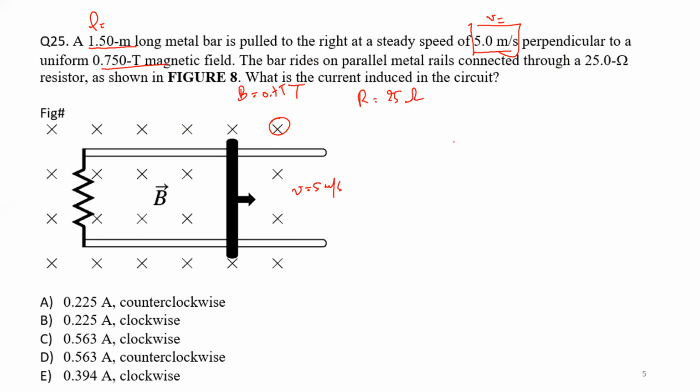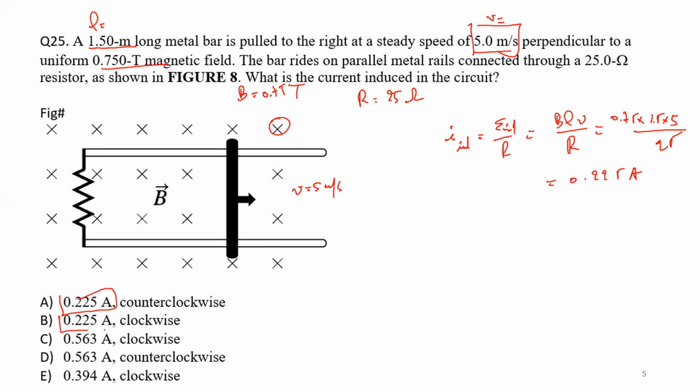Oh, come on, guys, now you know. The current induced in the circuit will be the EMF induced divided by R. So this is vLB divided by R. I know B, what is B? 0.75. I know L, 1.5, and I know v, 5, and I divide by R, which is 25. How much do you get? Of course, you will get 0.225 amps. So that's your magnitude of current.